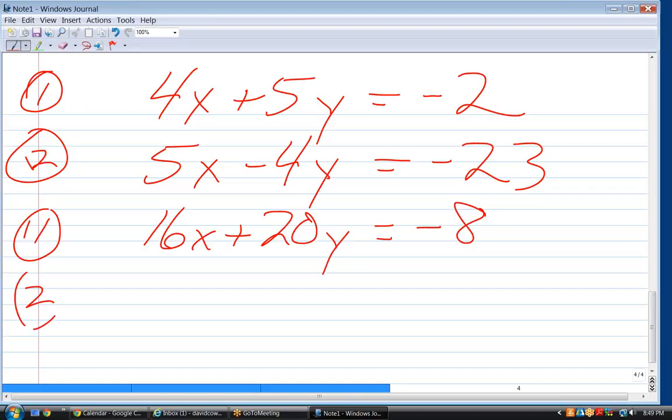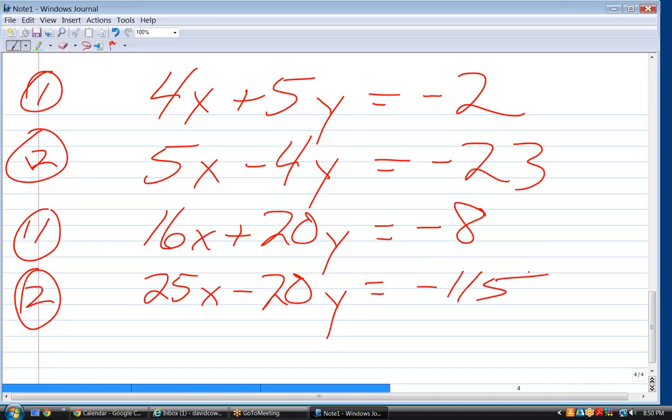It's all right. Now multiply equation 2 by 5. Okay, by 5. So it'll be 25x minus 20y equals negative 115. Now, 150.